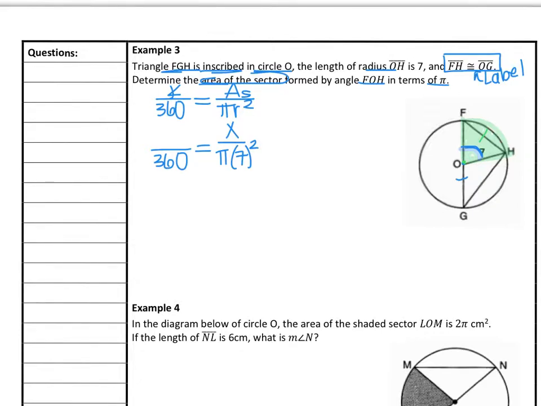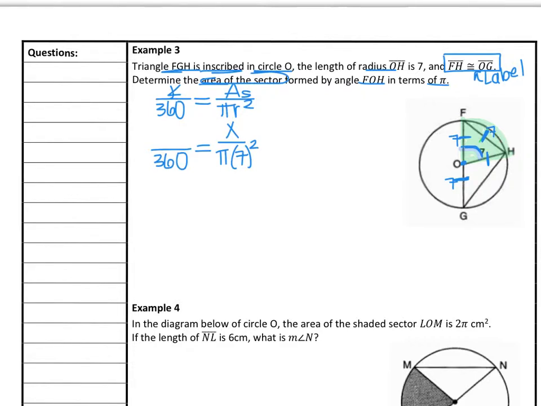So if we have that OG is congruent to FH, then we need to think about the fact that OG is a radius because it connects the center to the edge of the circle. If that's true, then isn't it also true that OF is also a radius? And OH is also a radius. So all three of these segments are radii, so they are all the same equal distance. They're all 7, 7, 7. So how does that help us find our central angle?